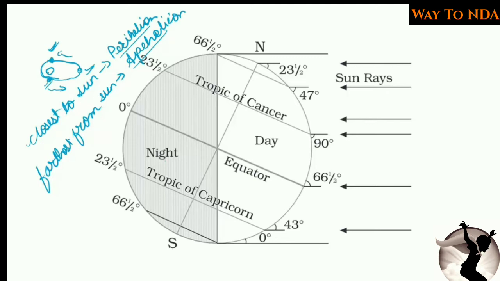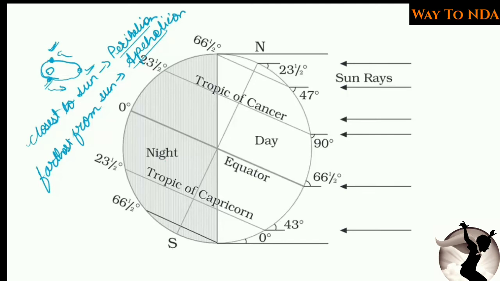That is the rotation of the earth around its own axis, then the revolution of the earth around the sun, the position of the sun, the position of the earth, and secondly the farthest and the nearest position of the earth from the sun. Okay, so these are the three important factors.